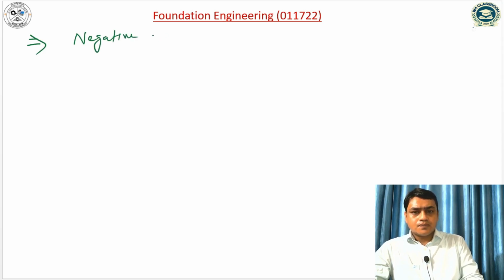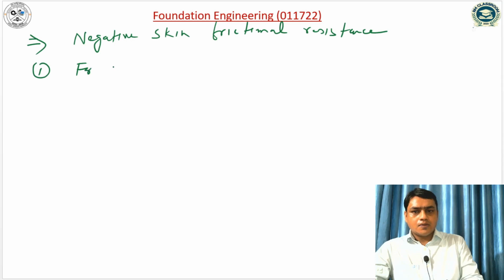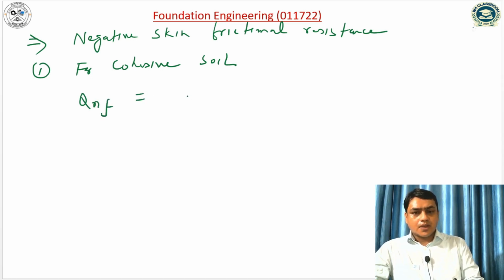negative skin frictional resistance. So for cohesive soil and for the single pile, let us assume negative skin friction is Q N F is equal to, let us assume the capital P is the perimeter of the single pile, into length of the pile in which negative skin friction occurs, into alpha into CUF.